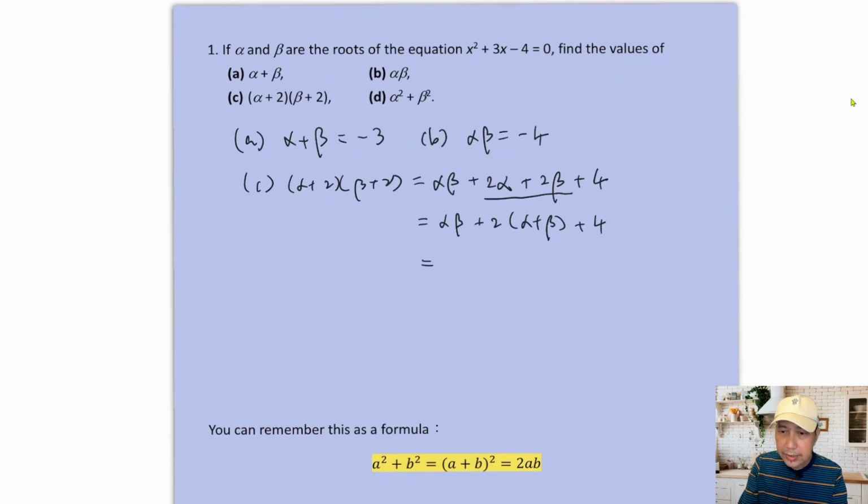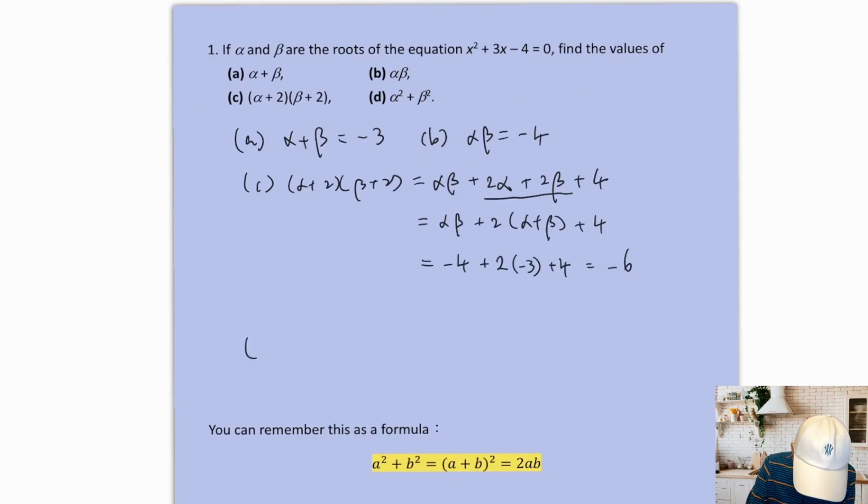The first one, alpha beta, can be found by the answer of part B, which is negative 4. Alpha plus beta is the sum of roots. According to the answer of A, it is negative 3. So we have the answer negative 6.